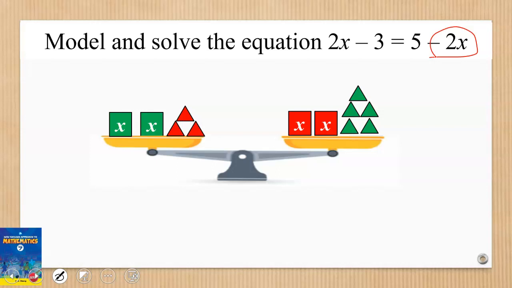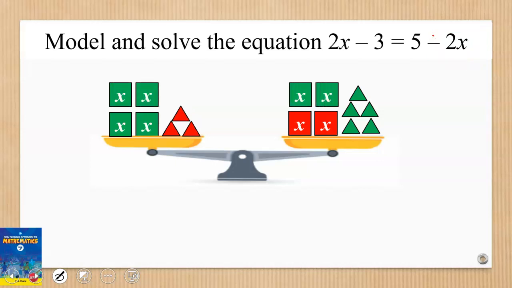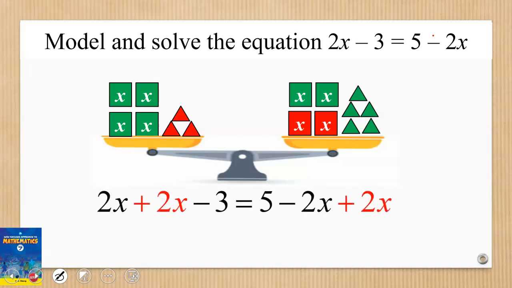So what we can do is eliminate this. If we want to eliminate the negative x, we have to introduce the positive x. So we'll introduce 2 here and 2 there as well. And once again, that is going to be like this. So it means we are adding 2x to this, and then we are adding 2x to that as well.